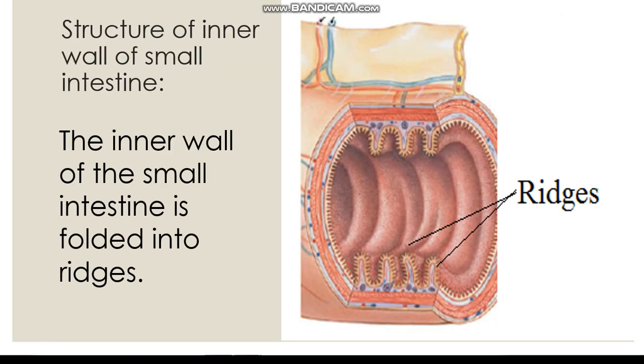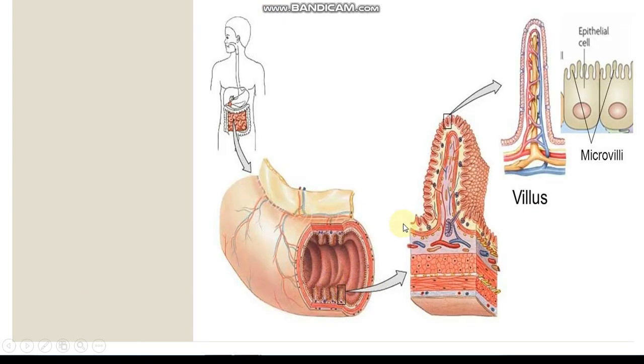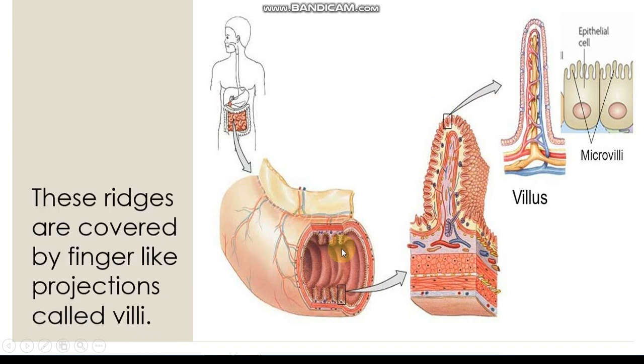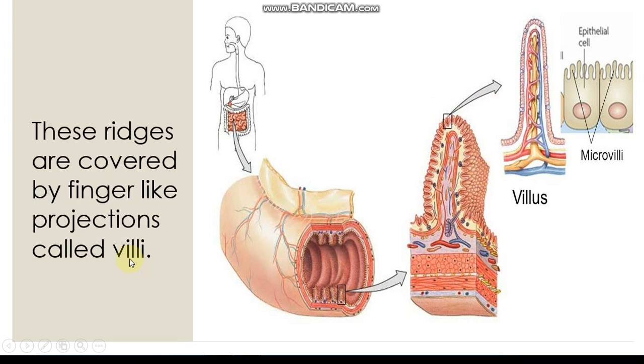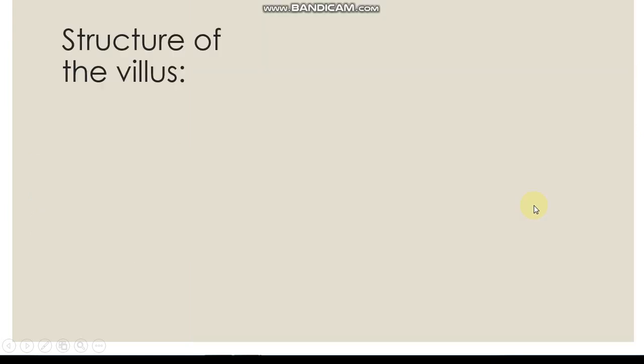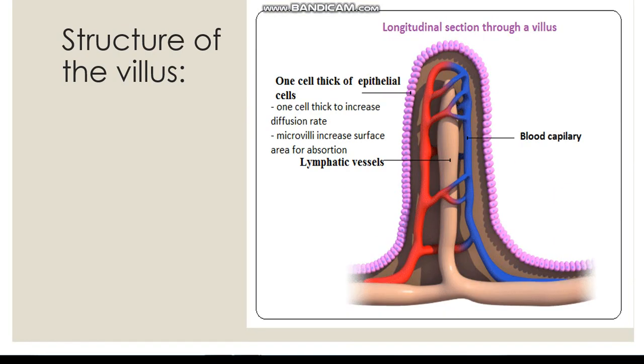Okay, so I will repeat. The inner wall of the small intestine is folded into ridges. This is a ridge, and each ridge is covered by finger-like projections called villi. Okay, the plural form is villi, the singular form is villus. Okay, and if we look at the structure of the villus, we took a closer look at the villus منلاحظ انه it's made up of three elements.